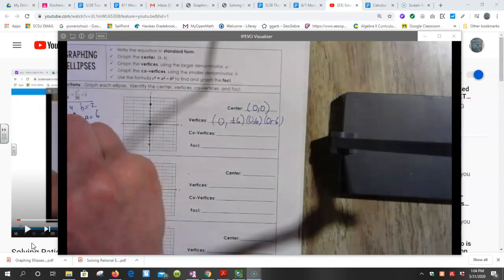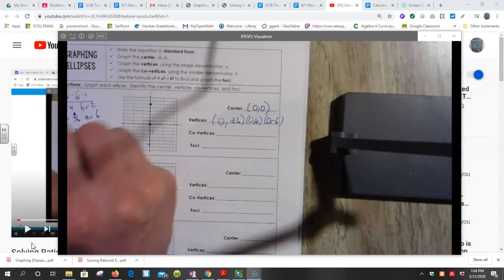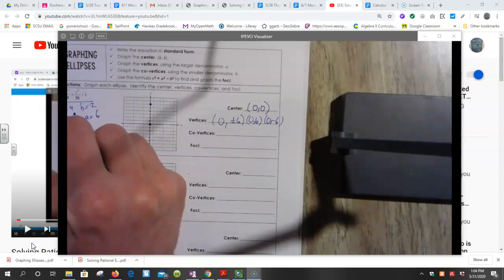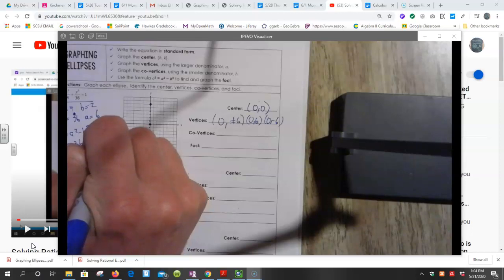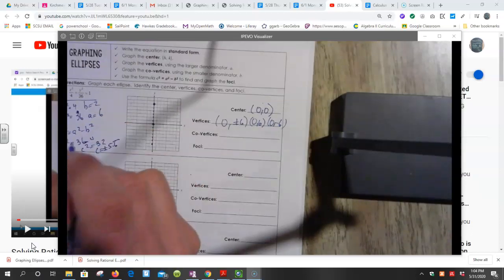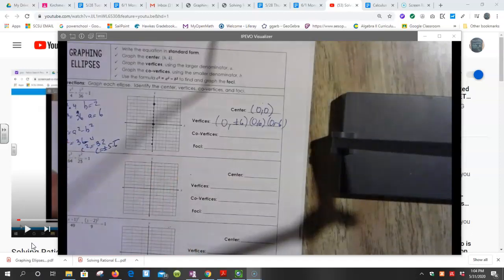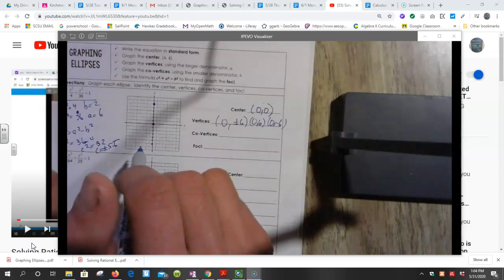Now, in order to find c: c squared is equal to a squared minus b squared. So c squared is equal to 36 minus 4, so c squared equals 32. So c equals plus or minus the square root of 32, which is about 5.66. So that's our c, which is the distance to the foci.